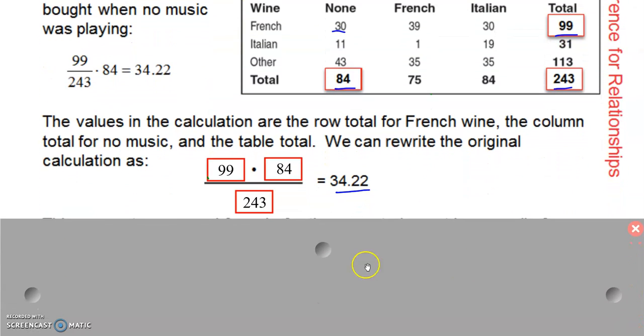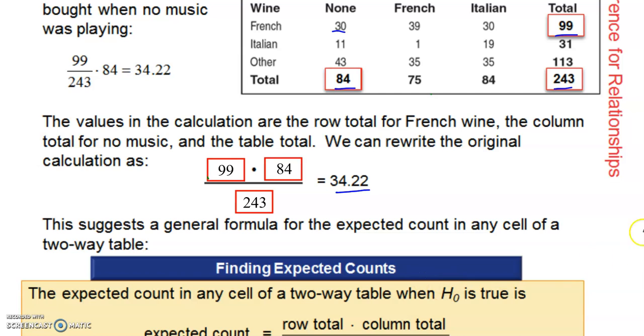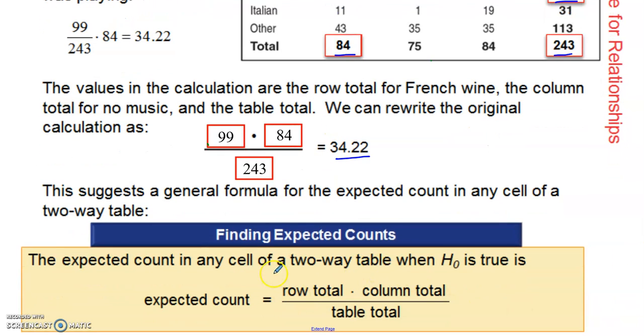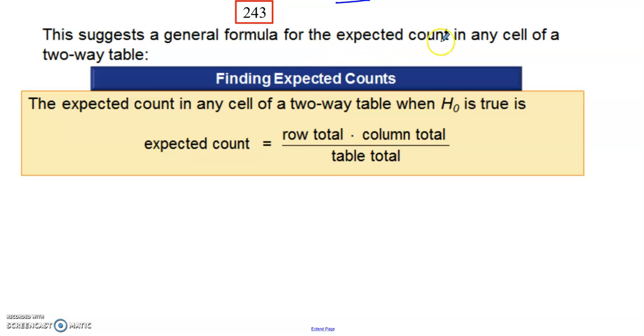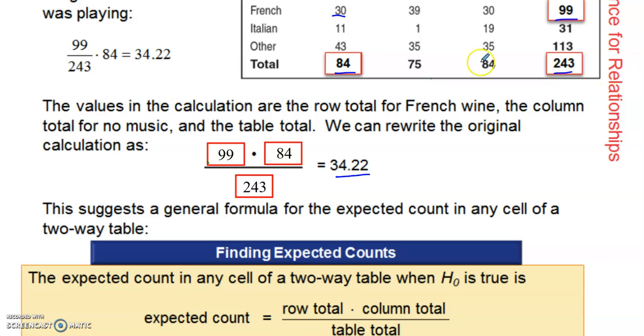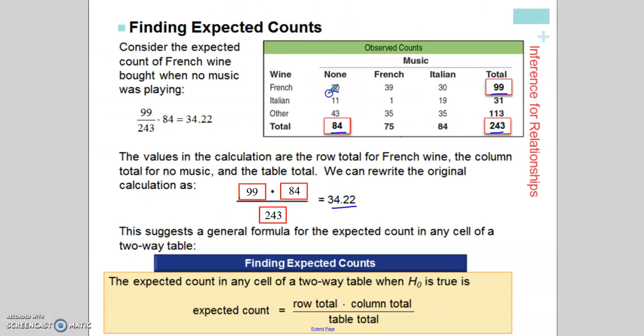The reason I do that is because then we've got a nicer formula to figure out expected counts. The formula to figure out the expected count in any cell is: you do the row total times the column total divided by the table total. So if I want to figure out this expected count right here, I do the row total, right there, times the column total, right there, divided by the table total. And that's going to be my formula to figure out any expected count in any two-way table.